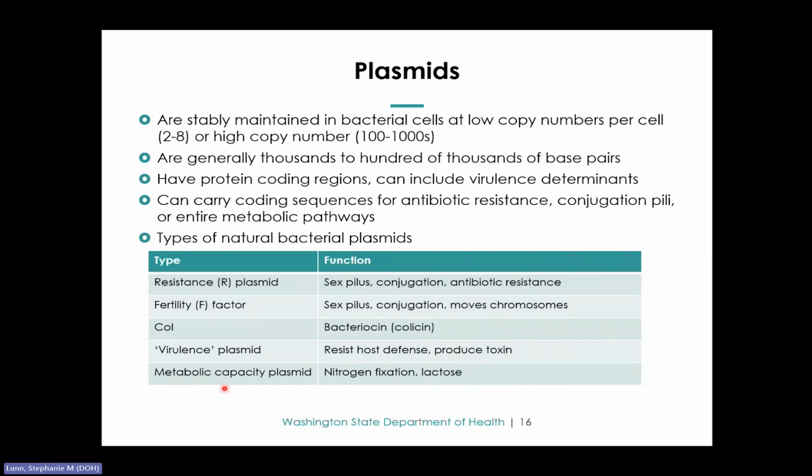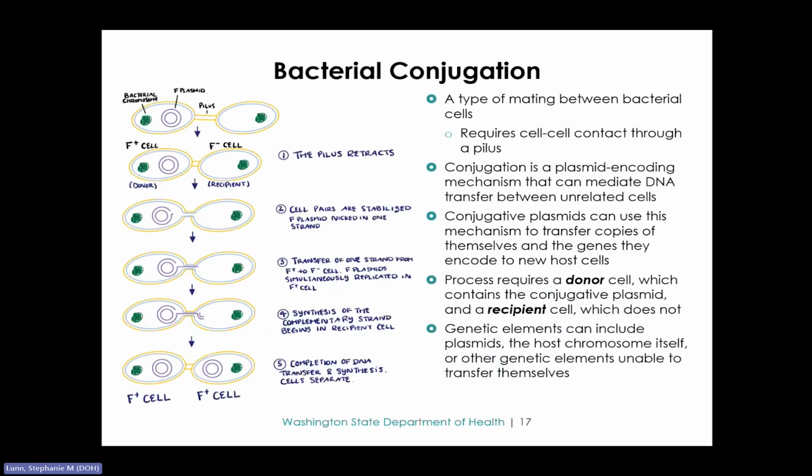And there are metabolic capacity plasmids, which code for proteins involved in certain metabolic pathways like nitrogen fixation or even lactose metabolism. So sometimes bacteria can transfer plasmids to another bacterial cell through conjugation, which is what we'll talk about next.